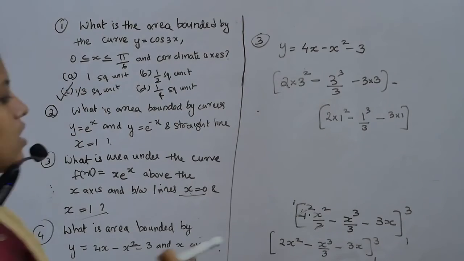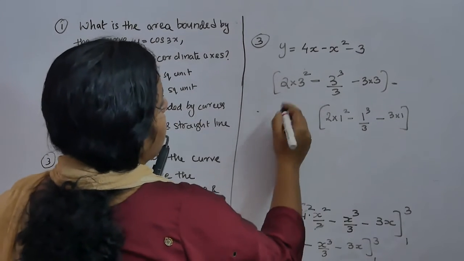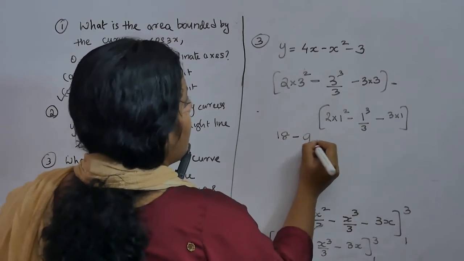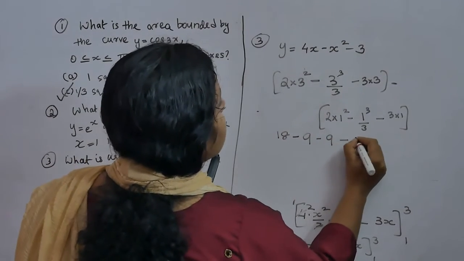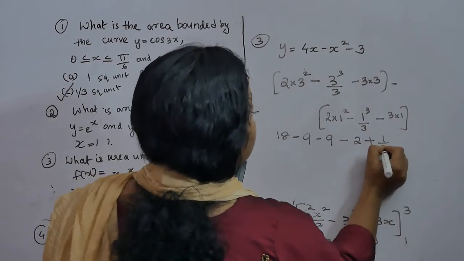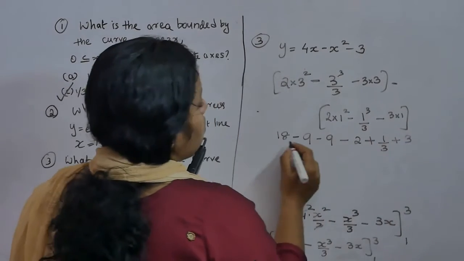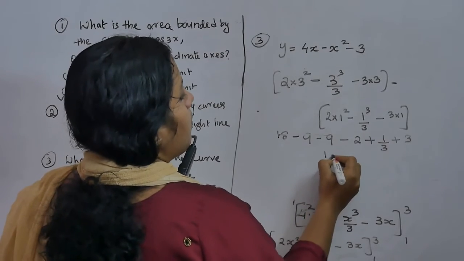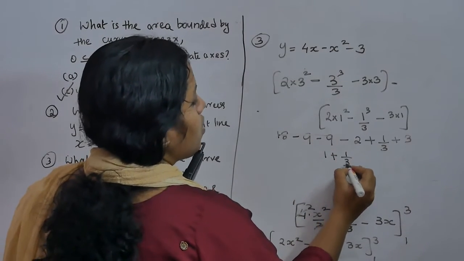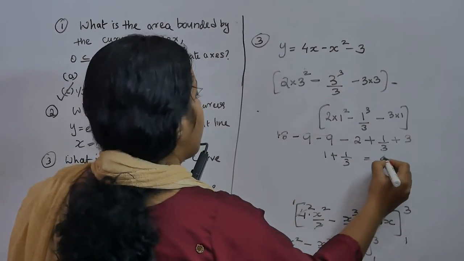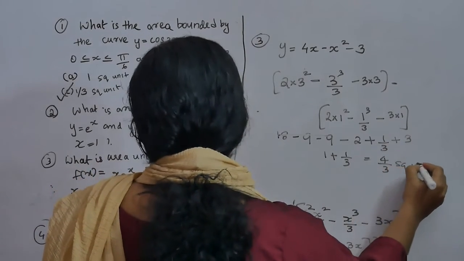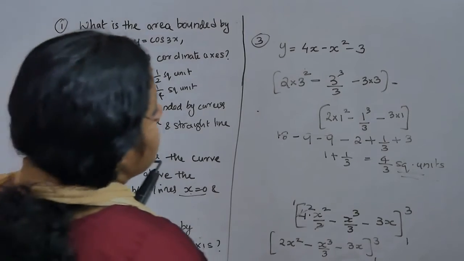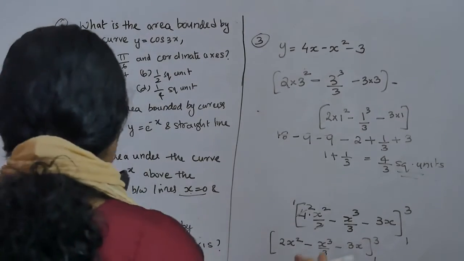Okay, so that is 2 into 3 square, that is 18, minus here 9, minus 2 plus 1 by 3 plus 3. So this will go, minus 2 plus 3, 1 plus 1 by 3. So what I'll get? I'll get 4 by 3 square units as the answer.